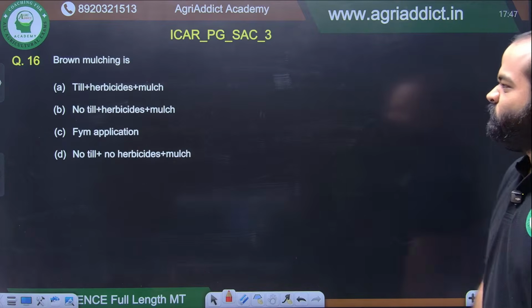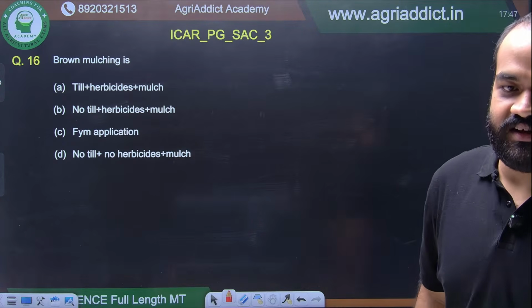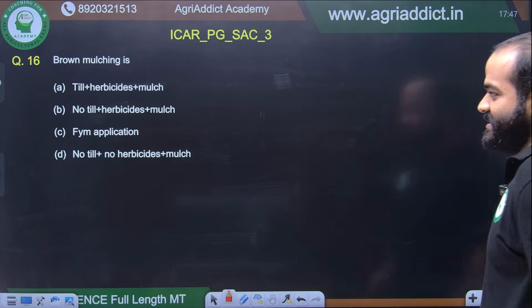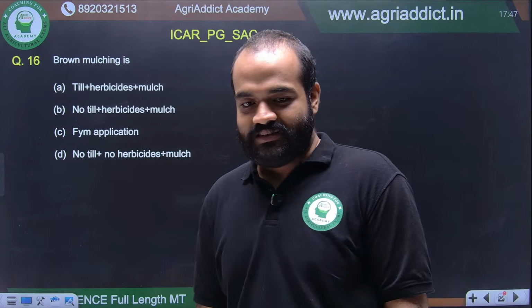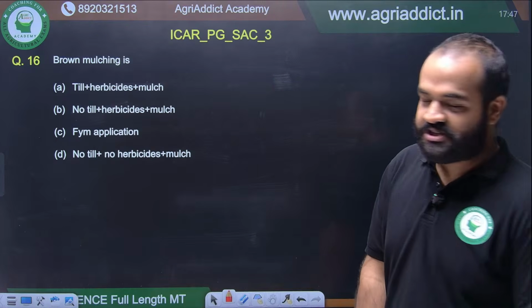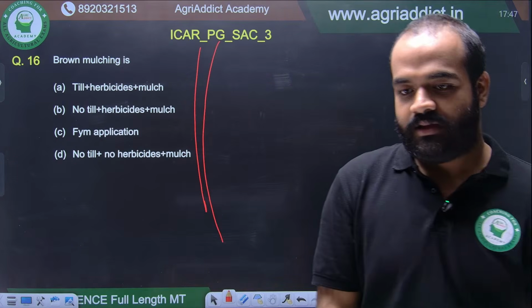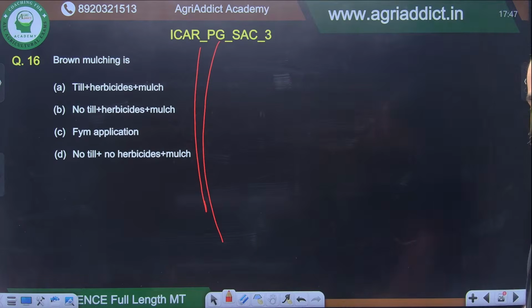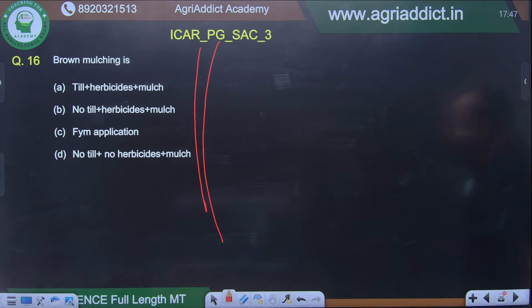Moving on. What do you mean by brown mulching? This is also a very exam-worthy question. Like you might get this in exam. Tell me, what do you mean by brown mulching? Yes, very exam-worthy question, but it is very easy also. So I can already see the answers.